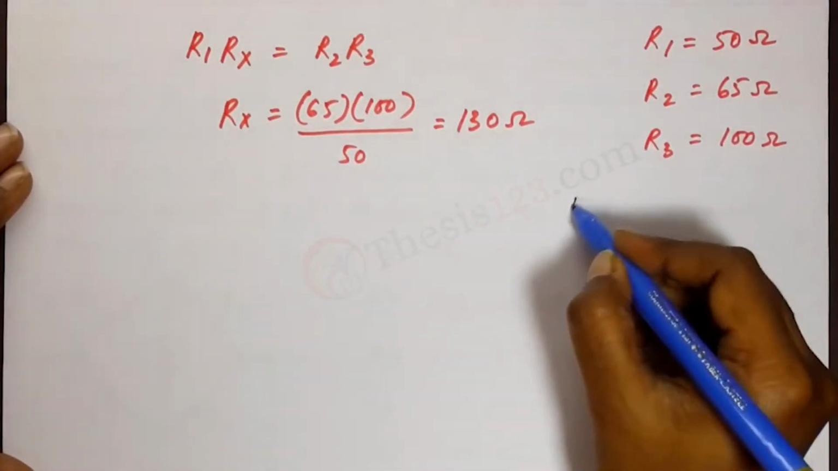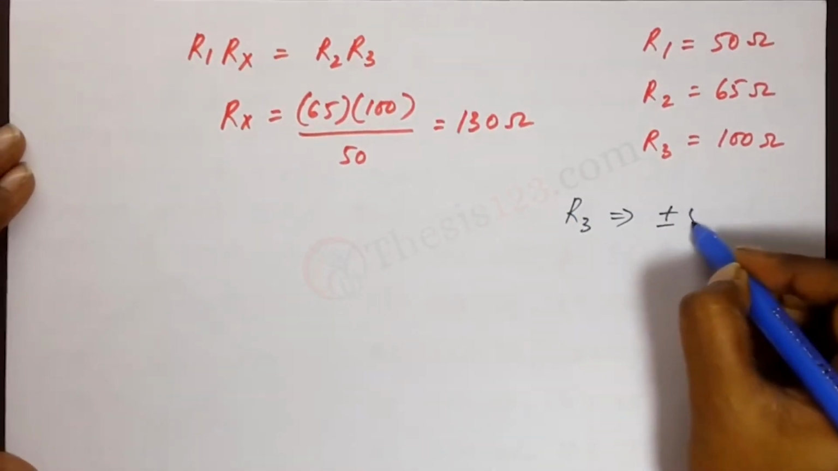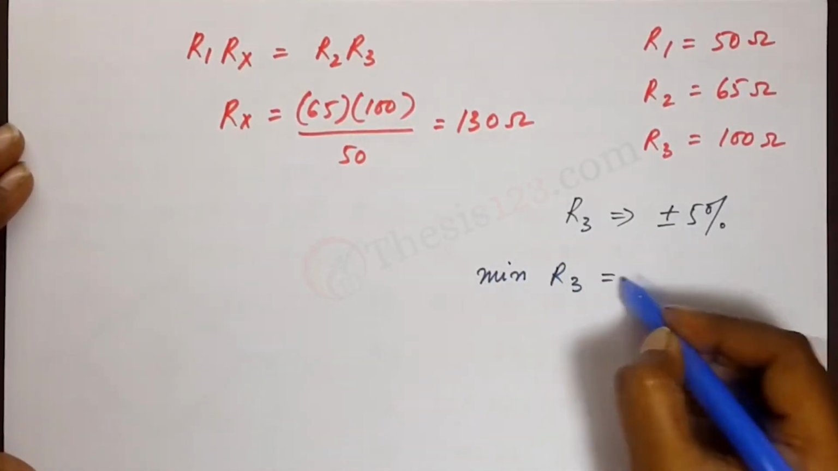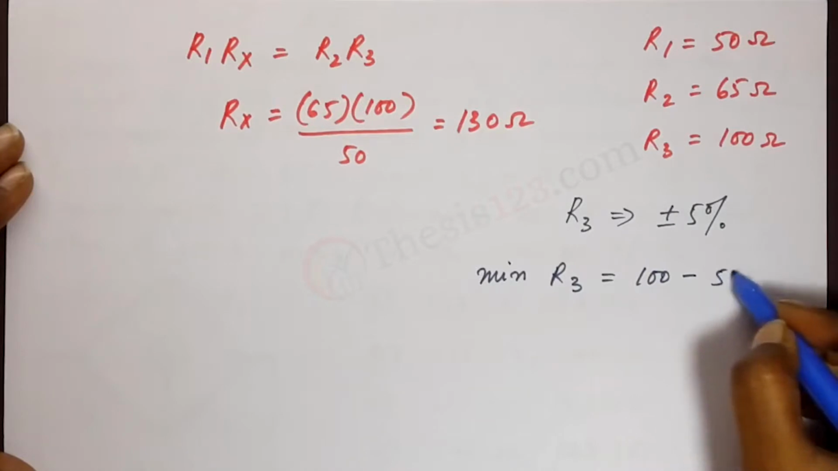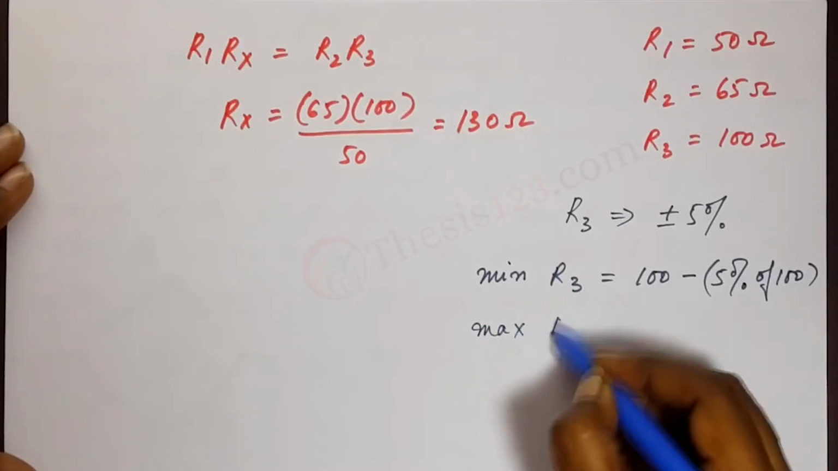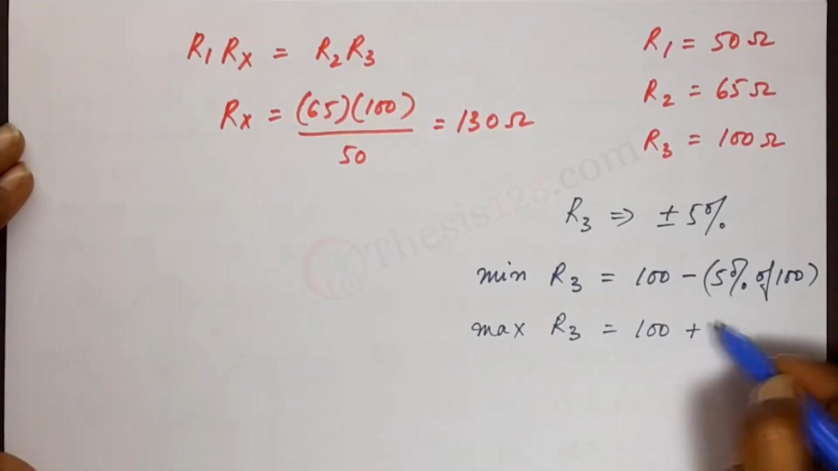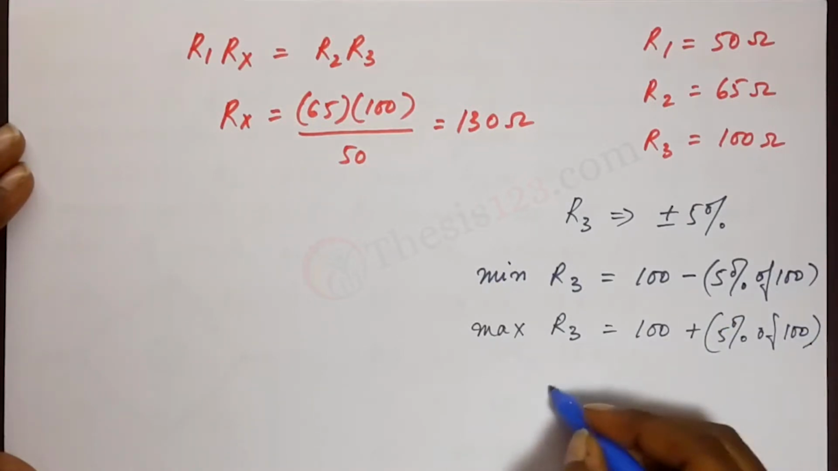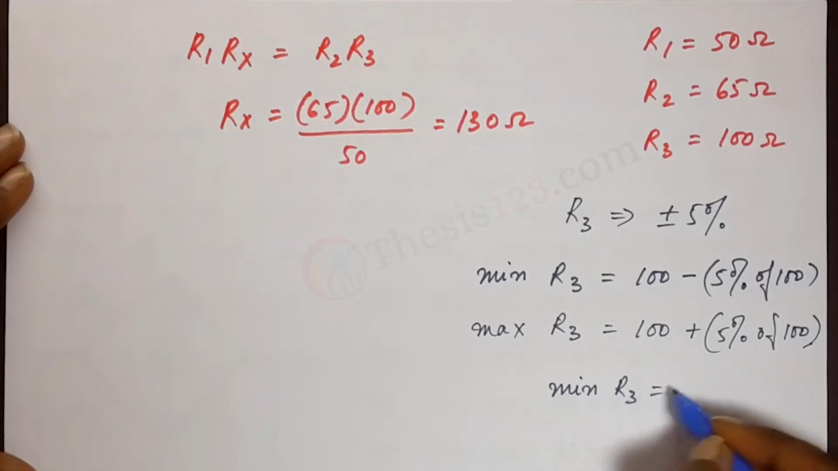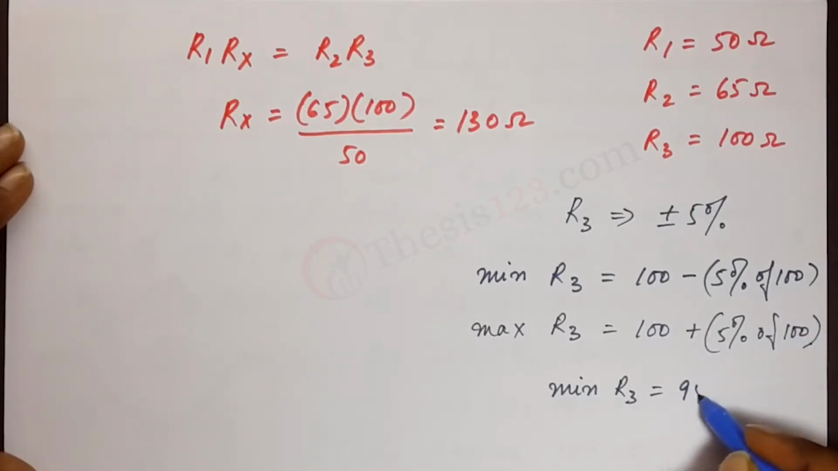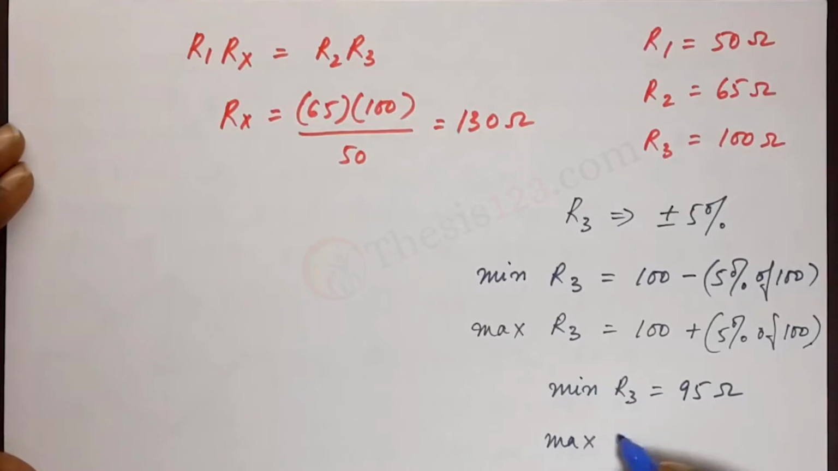Now the tolerance of R3 is given as plus or minus 5%, which means that minimum value of R3 is 100 minus 5% of 100. And the maximum value of R3 is 100 plus 5% of 100. So that gives us minimum value of R3 is 100 minus 5. 5% of 100 is 5. So that's 100 minus 5, 95 ohms. And the maximum value of R3 is 100 plus 5, 105 ohms.